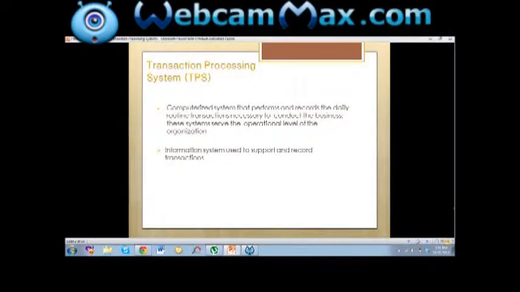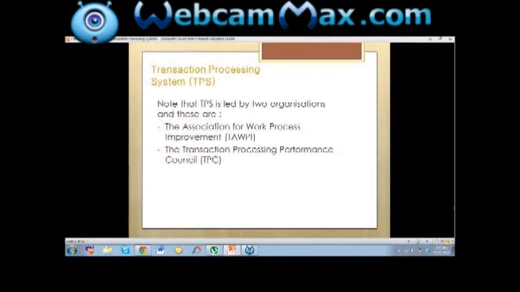To start, what is a transaction processing system? It is a computerized system that performs and records the daily routine transactions necessary to conduct the business. It is also the system that serves as the operational level of the organization. A TPS is also an information system used to support and record transactions. TPS is led by two organizations, namely the Association for Work Process Improvement and the Transaction Processing Performance Council.